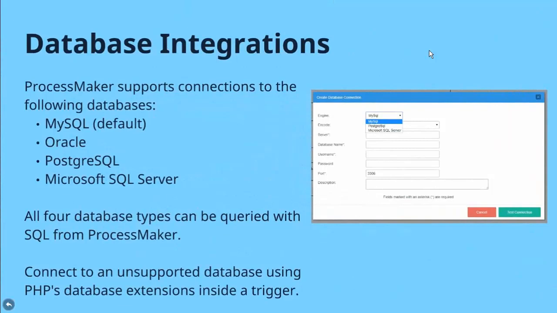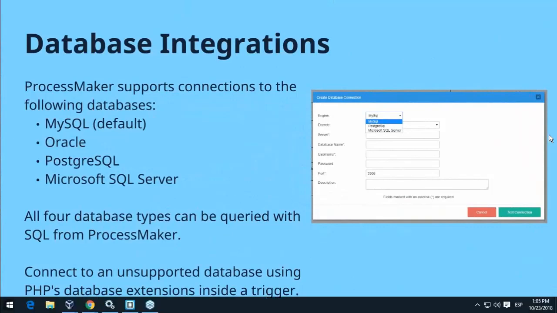And if you're interested in learning more about database connections, particularly how to connect to an unsupported database, you can feel free to check out our wiki at wiki.processmaker.com and then just search for database connections.